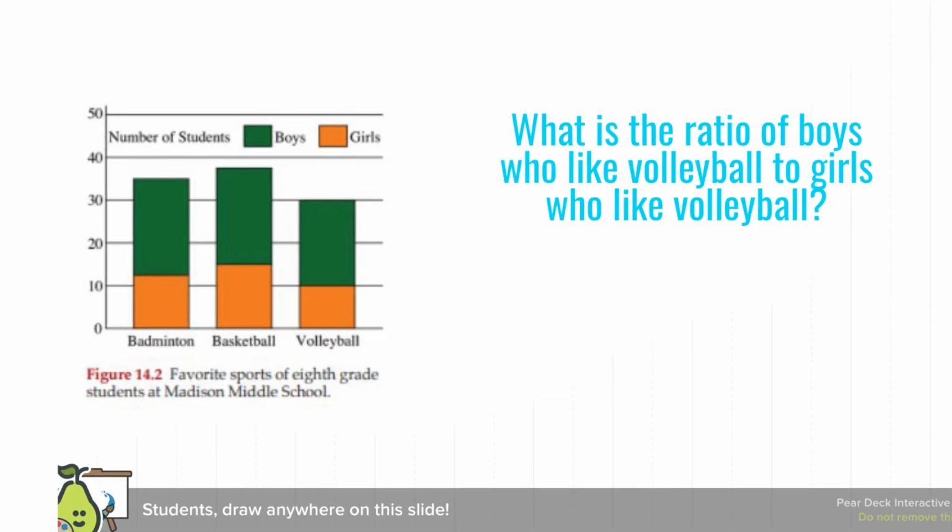Okay, the next question says, what is the ratio of boys who like volleyball to girls who like volleyball? So we're just looking at the volleyball bar, and the boys, looks like there's 20 boys to 10 girls. So we're going to write it as a ratio, 20 to 10, and we need to simplify that, so that would be a 2-to-1 ratio.